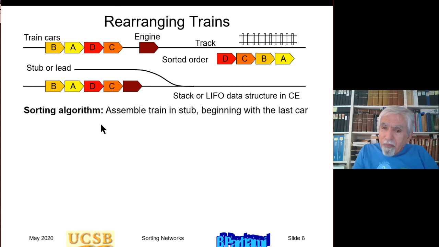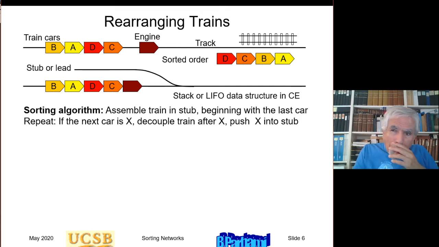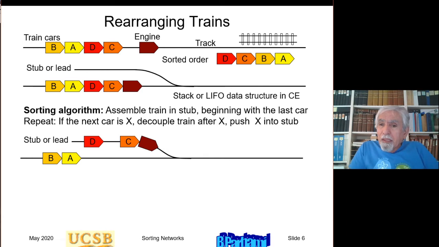Okay, so the sorting algorithm assembles a train in the stub beginning with the last car. So this basically shows putting D in, then C in, and so on.